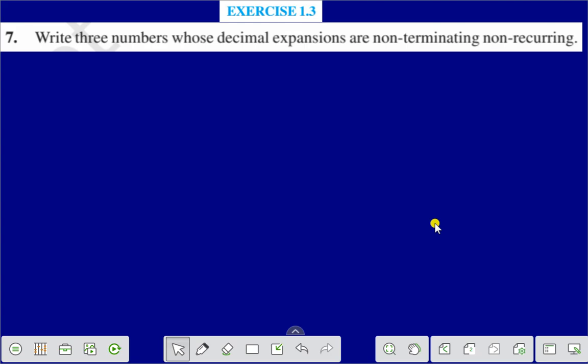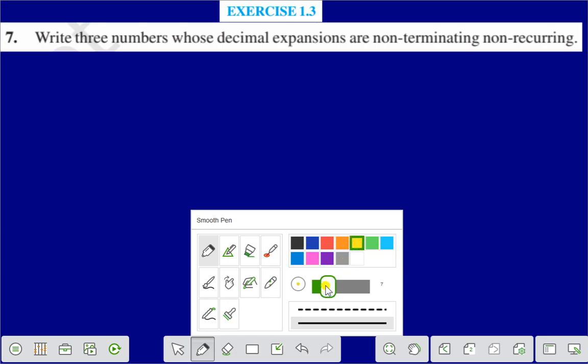Write three numbers whose decimal expansions are non-terminating and non-recurring also. Let us find. Here you see, if you write a number like this, it will be non-terminating and non-recurring.